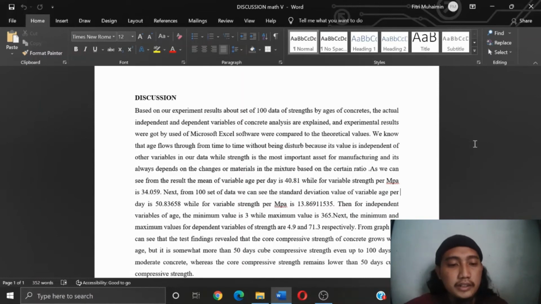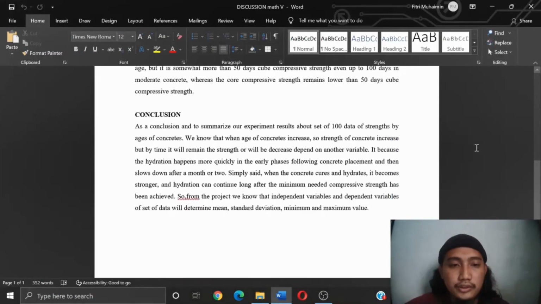From the graph, we can see that the test findings reveal that the core compressive strength of concrete grows with age, but it is somewhat more than 50-day cube compressive strength even up to 100 days in moderate concrete, whereas the core compressive strength remains lower than 50-day cube compressive strength.